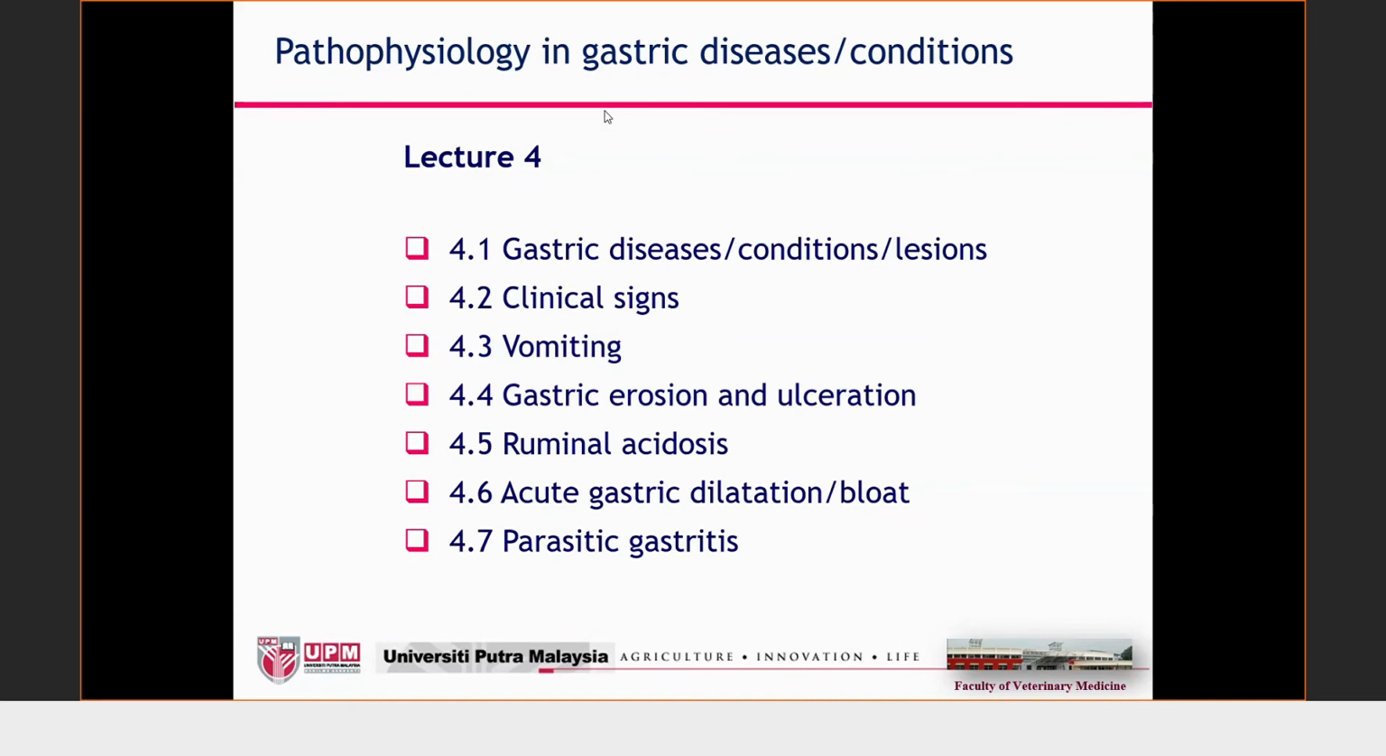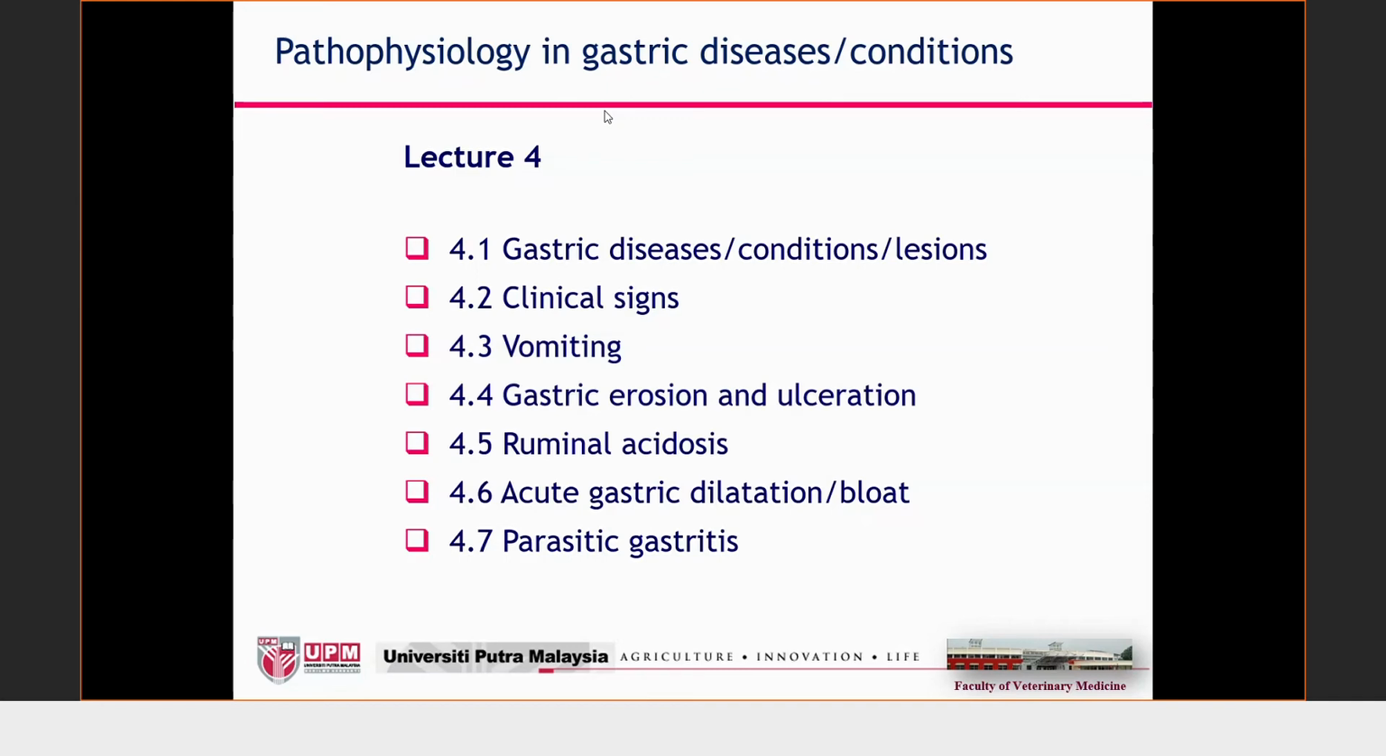One of the clinical signs, although not necessarily present, is vomiting. In contrast to vomiting, we have diarrhea, isn't it? They will be in GIT in our lecture 5. Then the important things with regard to the stomach are gastric erosion and ulceration, ruminal acidosis, remember grain overload, and then we also discussed a bit on bloat or tympany. And last, finally, is parasitic gastritis.